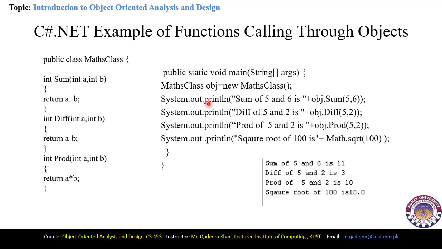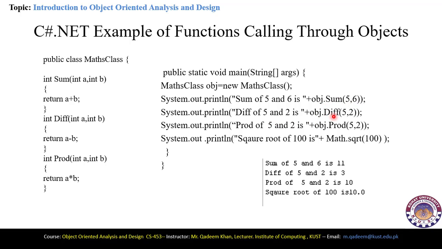So this is the System.out.println, which prints strings on the console. Sum of 5 and 6 is, then we have the concatenation operator plus, obj is the object name, dot sum 5 comma 6. Obj.sum(5, 6) calls the sum function and provides 5 and 6 as the parameters. The parameters are transferred into the body of the sum function, which calculates the addition and returns one value, which is 11.